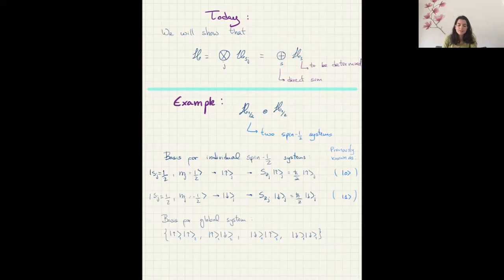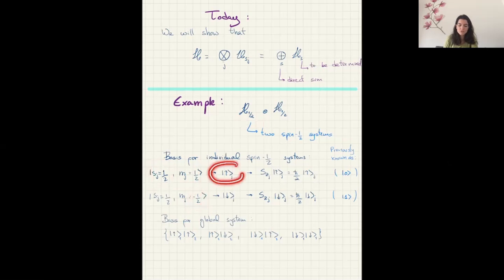Okay, so the example we started seeing last time was 2 spin 1/2 systems. So for example, 2 electrons, and we care only about the spin degree of freedom. So then we can take the basis for the individual spin 1/2 systems. For example, we'll always write them as S and M. So for each individual electron, we have S being 1/2, and then we have 2 states. M is positive or M is negative, right?